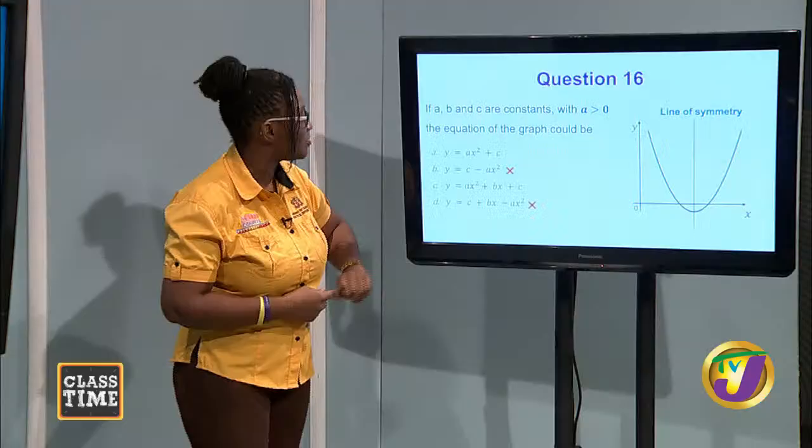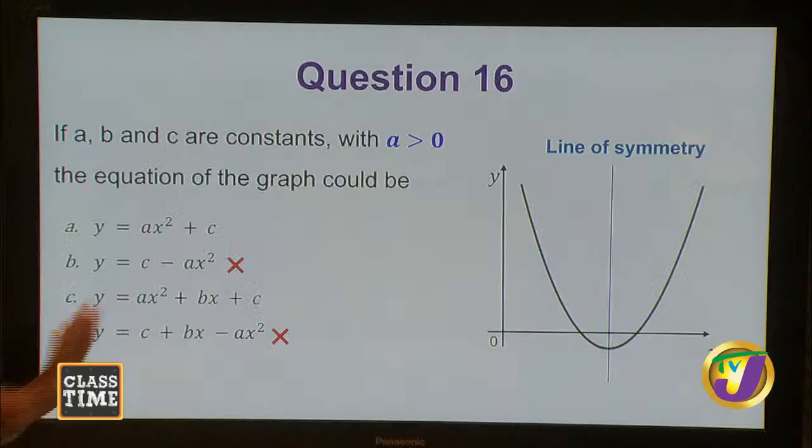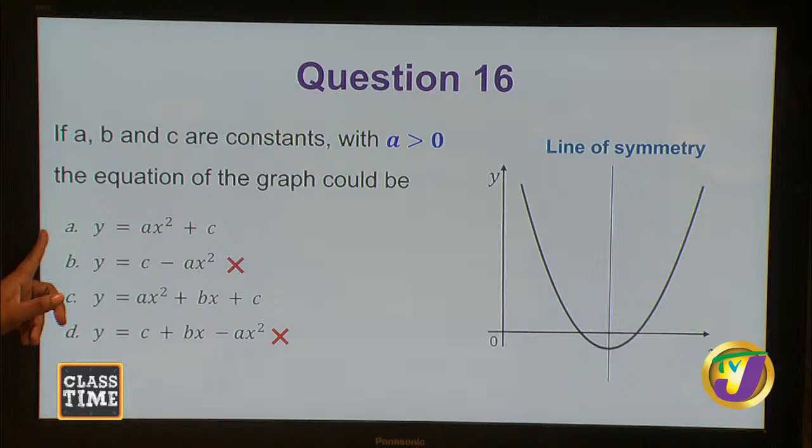So let's look back at our options now and see. Option A, we're not seeing any Bx here, it means that B is zero. So it could not be the option. So we can actually select C. All right. Beautiful.